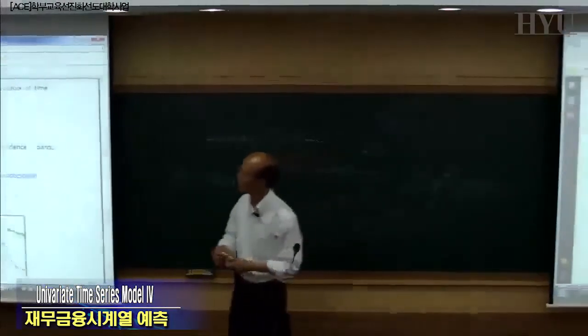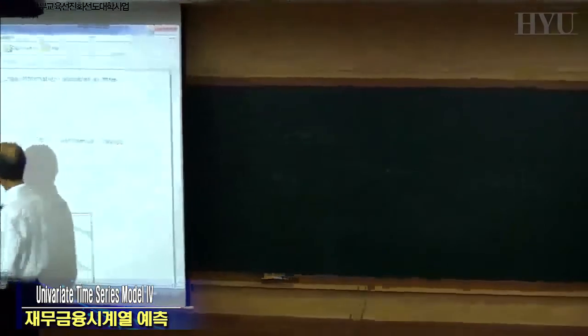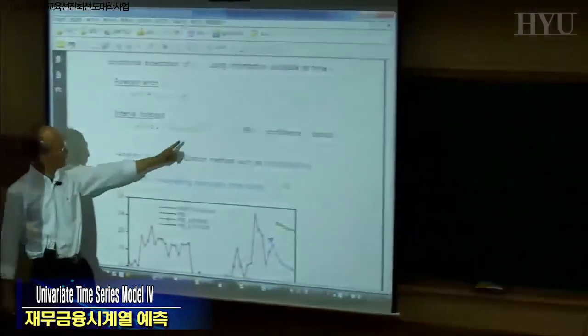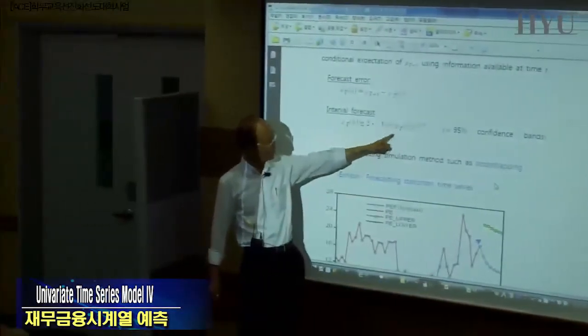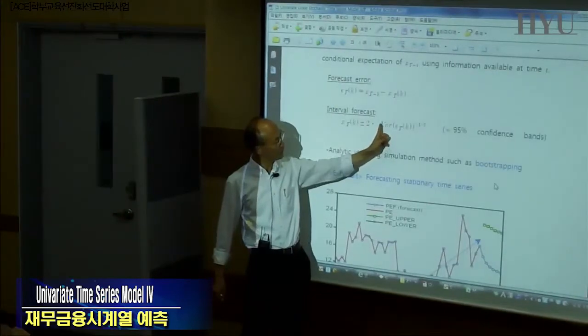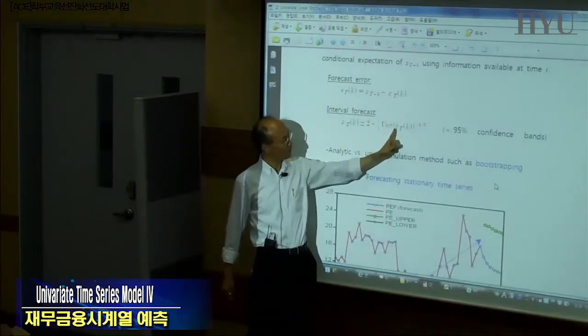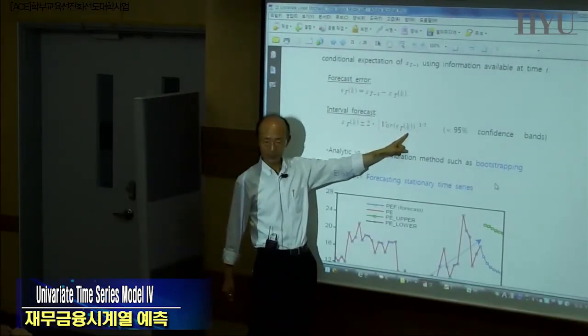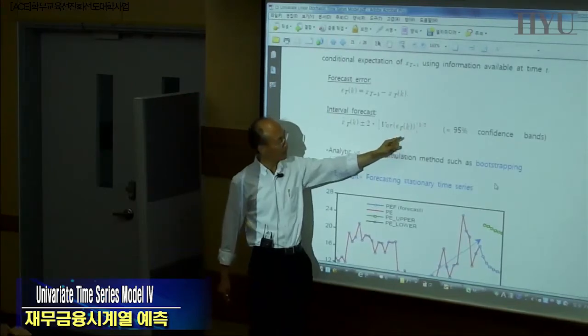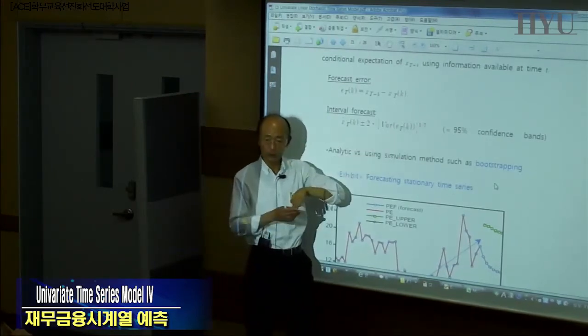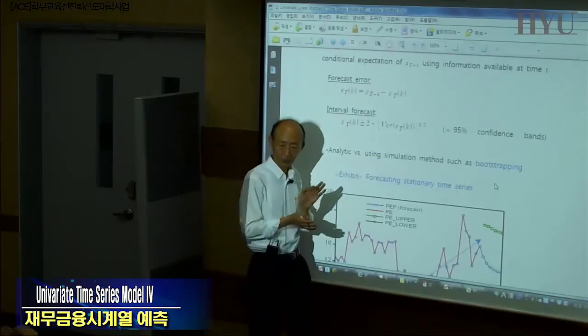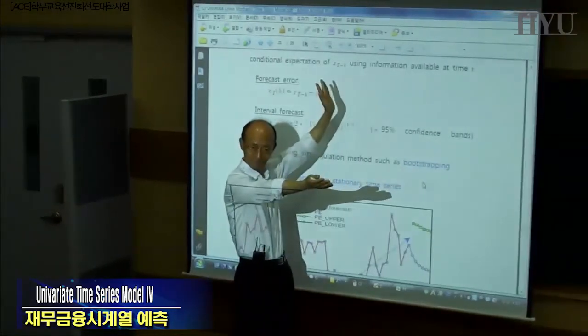Actually, if you read a higher level time series textbook, for a non-stationary time series, if you calculate the variance of the forecast error, and if you let k go to infinity, it's going to blow up, continue to rise.